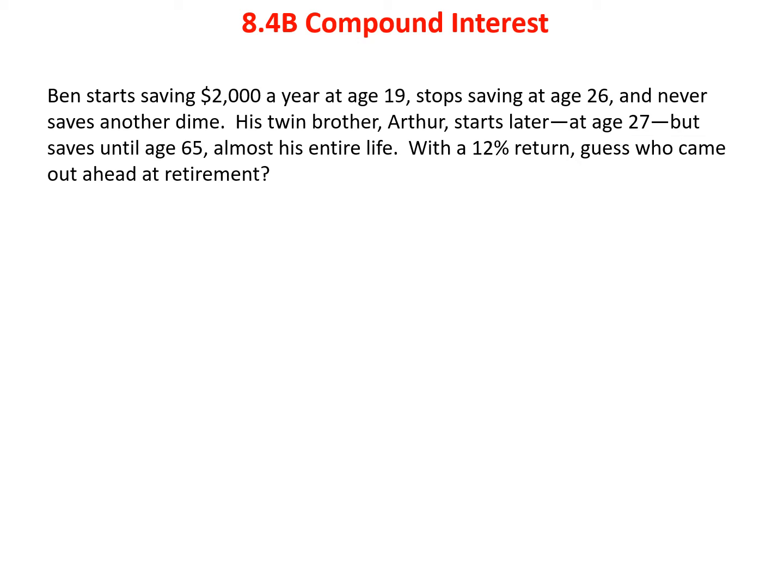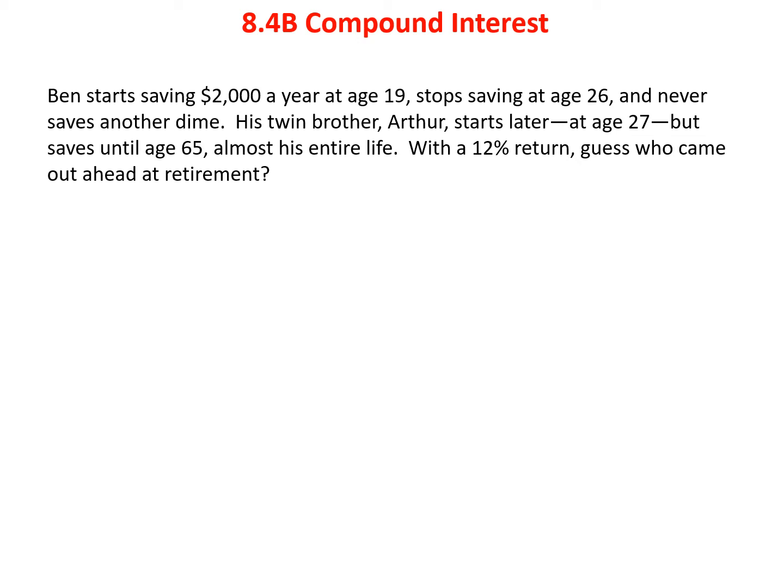His twin brother Arthur, at first, says, "Oh, I'm too young. I don't have that kind of money. I need all my money." So he doesn't put aside money at first, but he's watching his brother save from 19 to 26. And finally, when he's 27, he says, "You know what? I'm going to start saving too." In other words, he starts putting $2,000 a year into a retirement account when his brother stops, but he keeps doing it until he's 65.